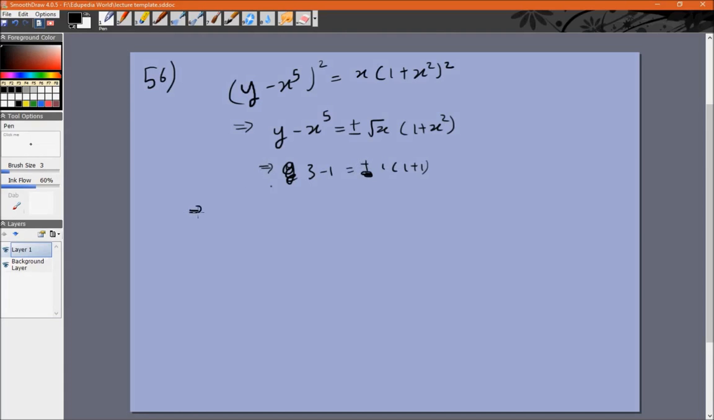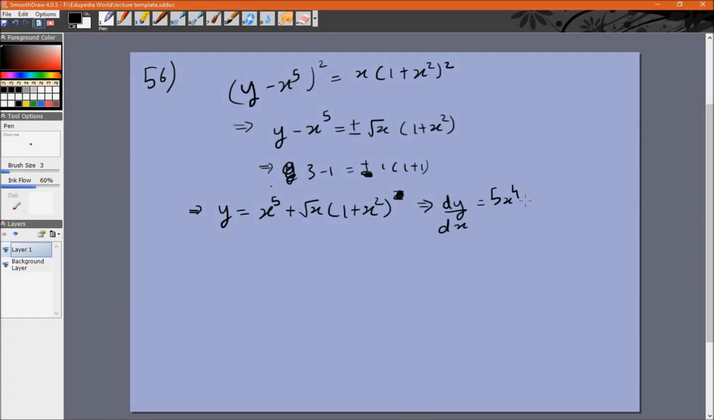So the equation of the curve is y is equal to x to the power 5 plus root x times (1 plus x squared). Sorry, 1 plus x squared, that's it. And now we can just find dy by dx. It's straightforward.